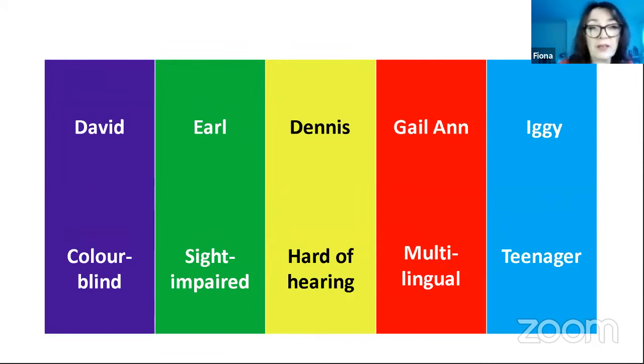We have David, who's colorblind. We have Earl, who's sight impaired. We have Dennis, who's hard of hearing. Gaylan, who's multilingual. Increasing number of those in the classroom, which bring in different cognitive processes and cognitive capacity as well to the classroom. And we have Iggy, who's the perpetual teenager. Could be a real teenager, could be just one of those adults.